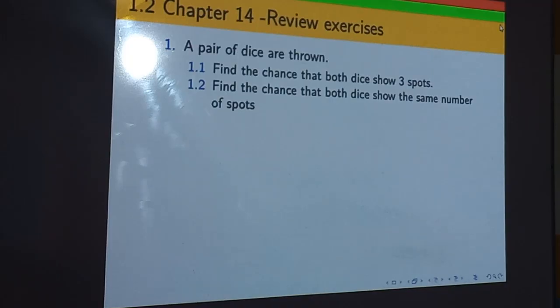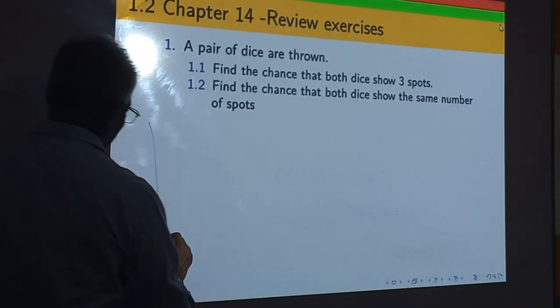A pair of dice are thrown. Find the chance that both dice show 3 spots. Find the chance that both dice show the same number. Right now, this is just a very grade 5 level question, right? Using this picture, you can answer, right?